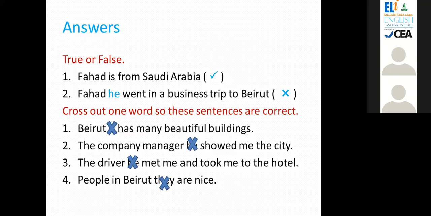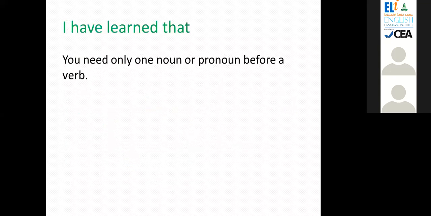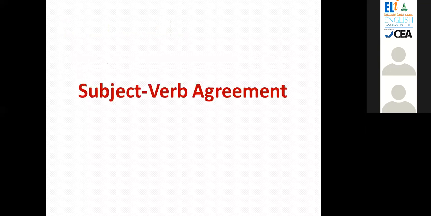The company manager showed me the city. No need to repeat ourselves with pronouns. The driver met me and took me to the hotel. People in Beirut are nice, instead of repeating ourselves. Okay, so after this session on nouns and pronouns, we have learned that we need only one noun or a pronoun before a verb. And we can notice that this is a common mistake made by our students.